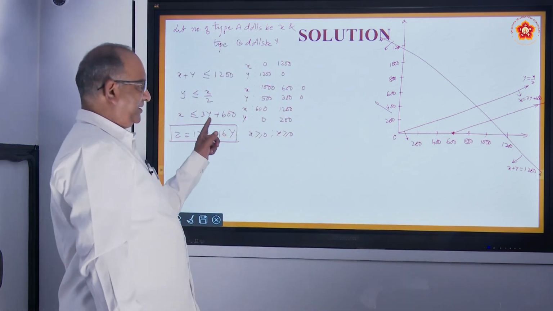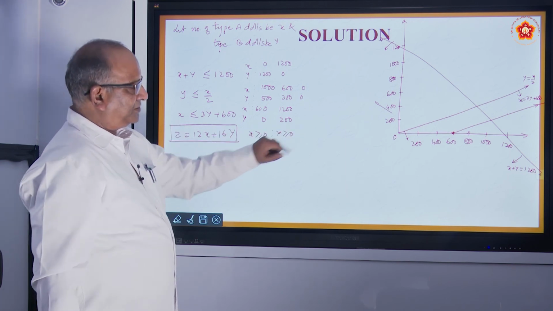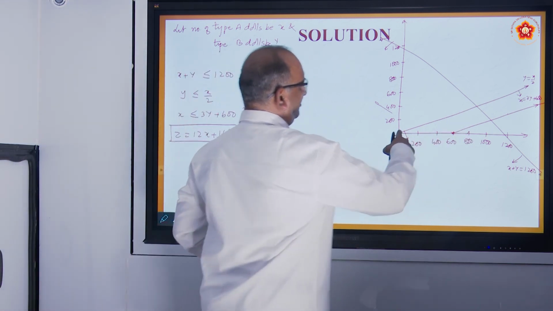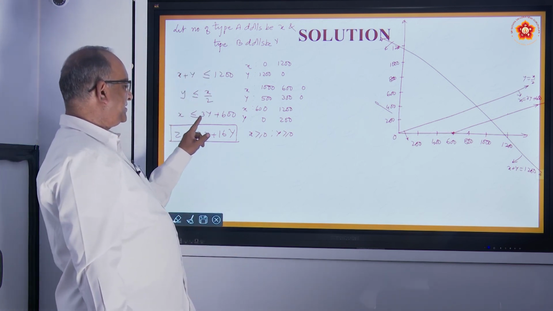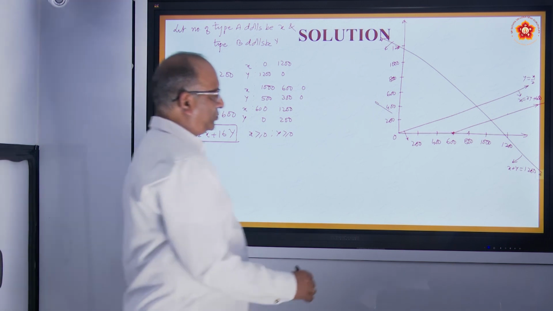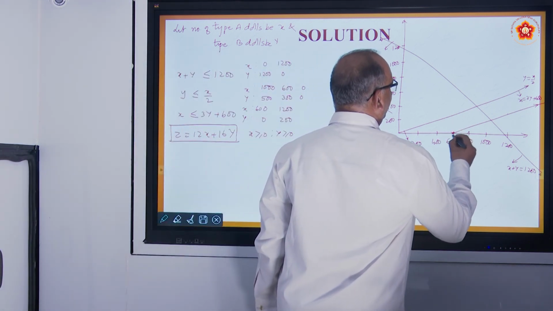Come to the third one. Since it is passing through this, you can always take 0, 0. If you substitute 0, 0, 0 is less than 0 plus 600 is true. So toward the origin. So it is basically above.